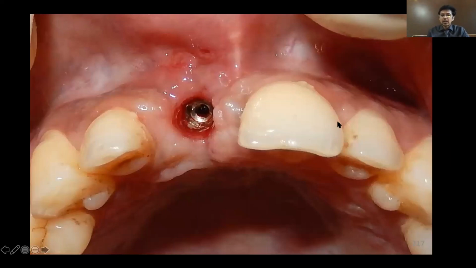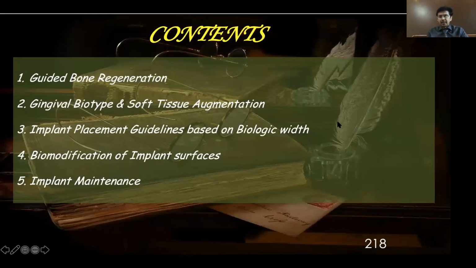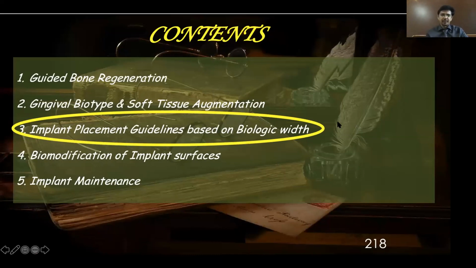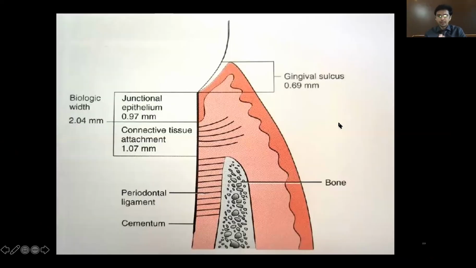So this was a little bit about soft tissue grafting. Another point or two about biologic width. With regard to biologic width, all of you are aware that with regard to a natural tooth also, they say a minimum 2 millimeter distance has to be there between the crown, that is the CEJ, and the alveolar crest. Roughly 1 millimeter junctional epithelium, 1 millimeter connective tissue.